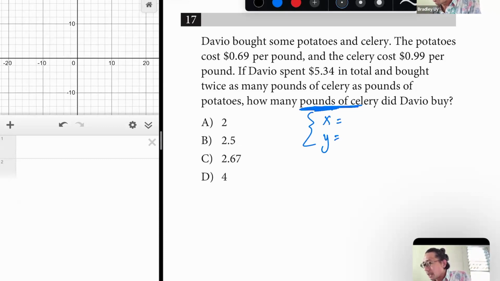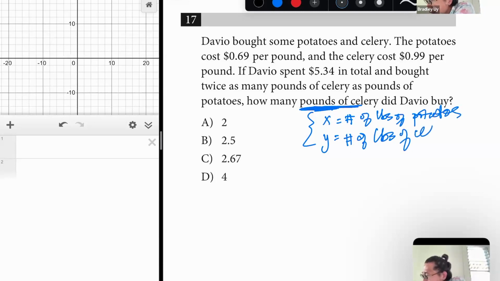How do I know that? Because that's what the question will be. The question often helps us determine what the key is. Number of pounds of, and I'll make X potatoes. And then Y will be the number of pounds of celery.